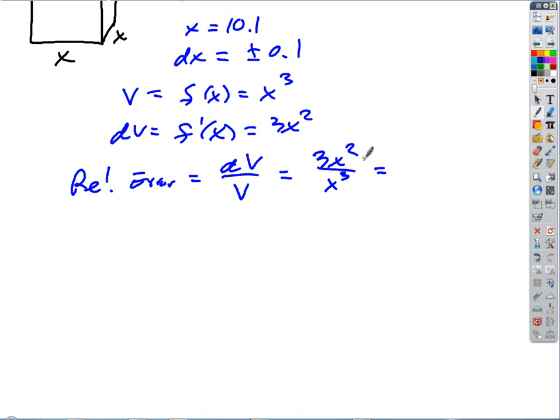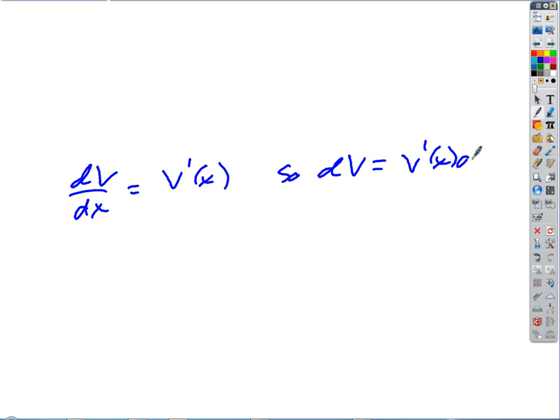Oh, oops, I forgot the, what is dV? 3x squared dx. I forgot that, but remember where that comes from. This is an easy way to remember it. dV/dx is just f prime, or we can even call it V prime, right? So dV is V prime of x dx.